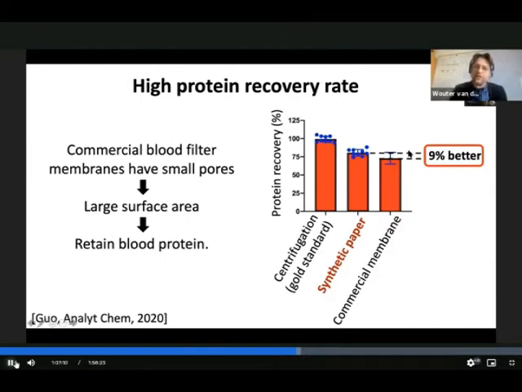So if you compare, we have 9% more protein flowing through. And we see that 81% of the protein actually flows through. And it's all compared to when you do just the centrifugation. This is all published in Analytical Chemistry last year.